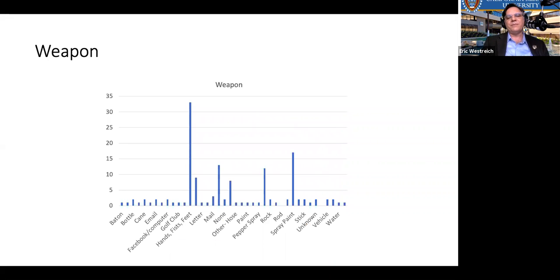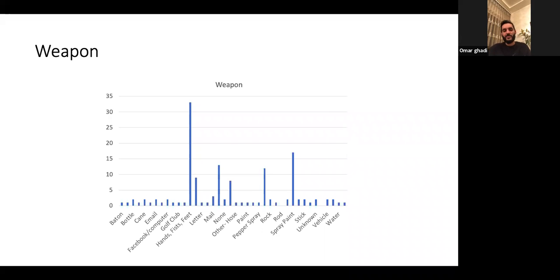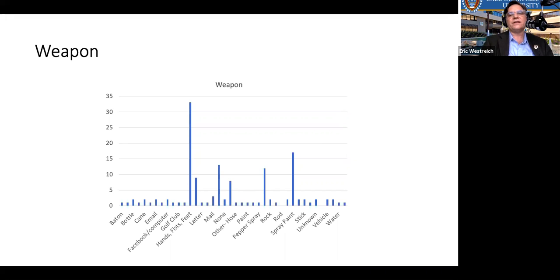We also looked at the weapons used and found that most of the reported hate crimes were actually kind of fist fights, scuffles, where people got in an altercation without weapons. When they looked at weapons, a lot of these weapons included things like spray paint. What's interesting here is that the police department were looking at, in addition to things like bottles and golf clubs, Facebook as a weapon, email, letters, and spray paint as a weapon. That's interesting how they classified that.